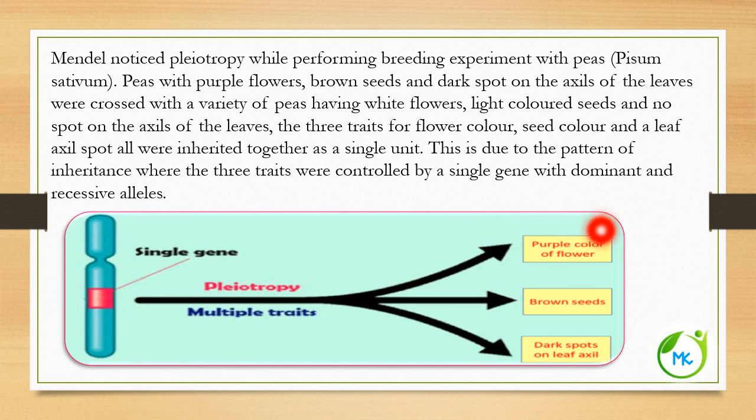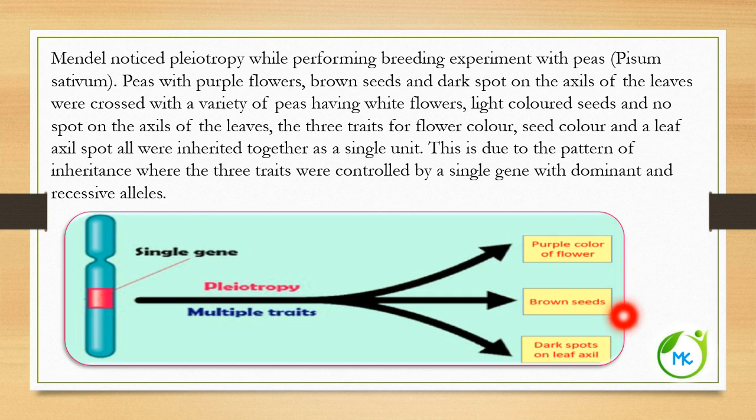One is the purple flower, number 2 brown seed, number 3 dark spot on the leaf axil. This diagrammatic representation will not be there in the textbook, so this is very useful. With this you can understand pleiotropy very well. The single gene is going to affect multiple traits.